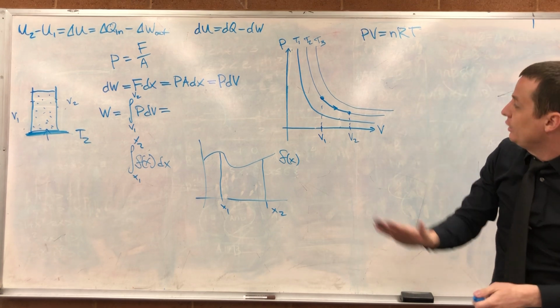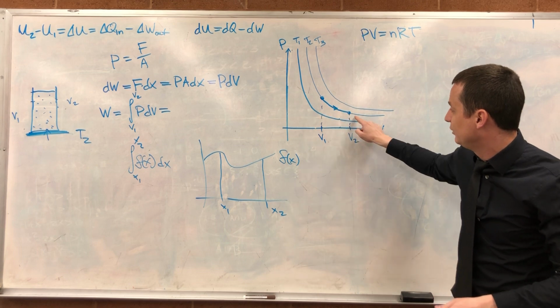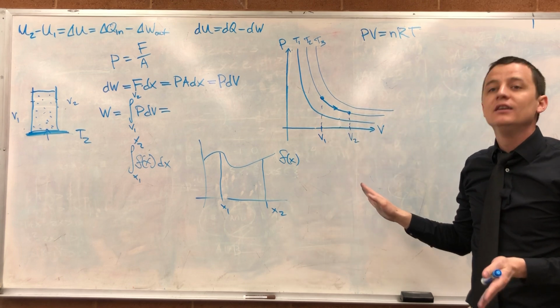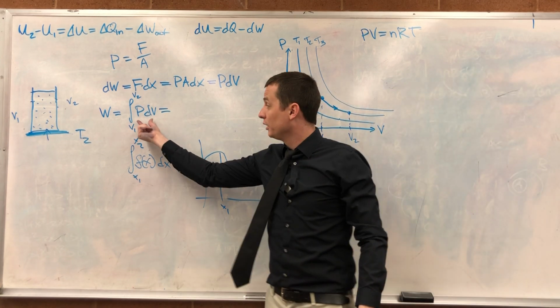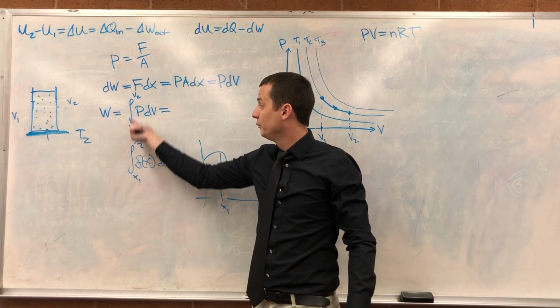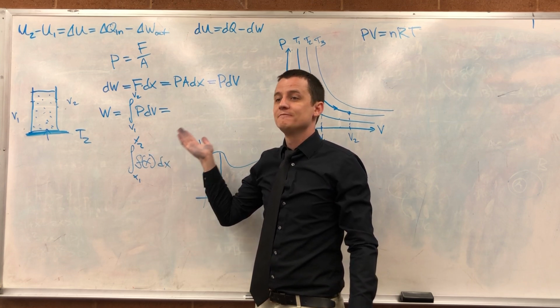That's the beauty of PV diagrams. That's how we calculate the work going from one state to another state with a PV diagram. It just calculates integrals. It's just the area under the curve. Because here's your work, PdV, and you're adding that up from one volume to the next volume. Good?